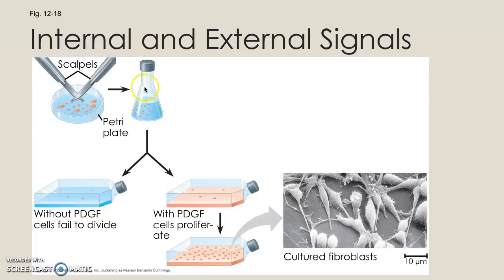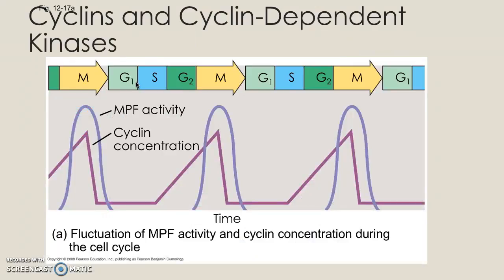And then the example that I gave of the sister chromatids not being able to separate until the chromosomes are aligned would be an example of an internal signal because it happens inside of the cell. So next is cyclins and cyclin-dependent kinases. The molecules that regulate the cell cycle are made of proteins called kinases and cyclins. Kinases give go-ahead signals at the G1 and G2 checkpoints.